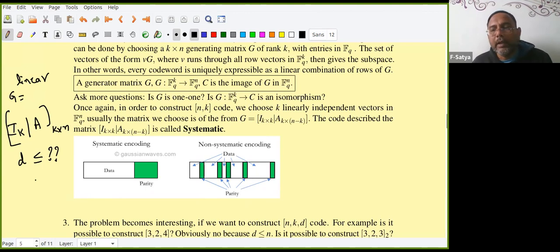Okay. You are not telling. So I'll give one hint. What is the maximum possible weight these basis vectors have? We have how many rows? k rows, right? What is the maximum weight any row can have? Each row is a codeword, right? Now can you tell me? That will help you. Distance is less than or equal to.